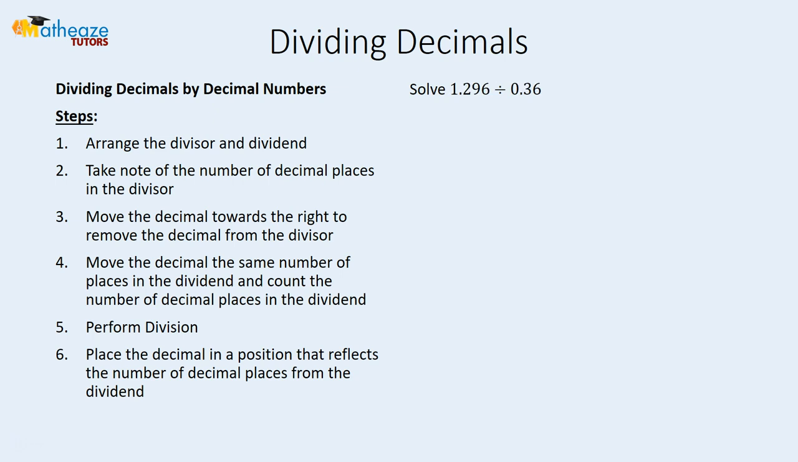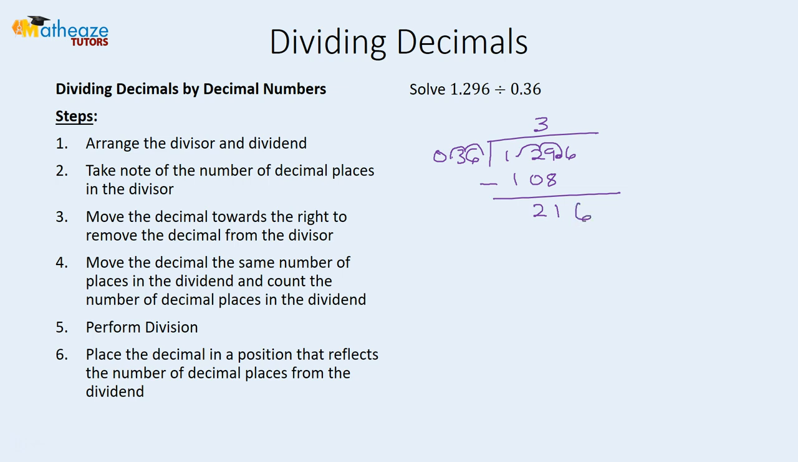And finally, we have 1.296 divided by 0.36. So we're going to move 2 units this way, 1, 2. So we're going to also move 2 units this way, 1, 2. 129 divided by 36. We're looking at 3. 3 times 36, 108. So we subtract 9 minus 8, 1, 2 minus 0, 2. And then we have a 6.